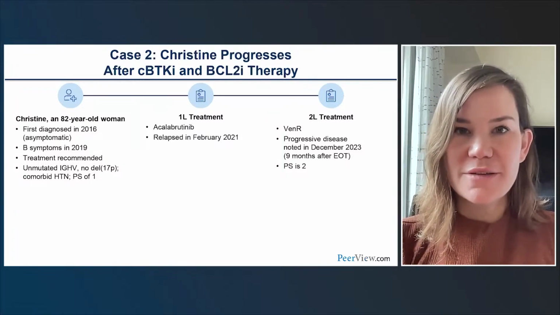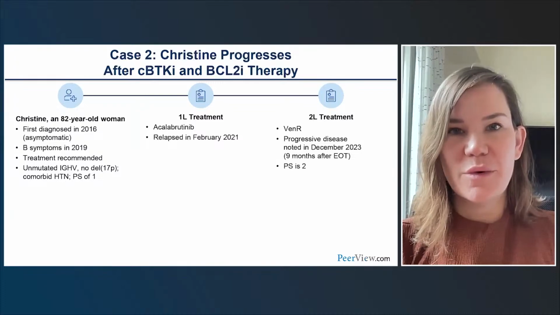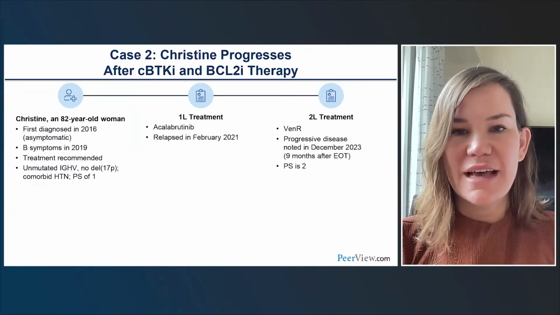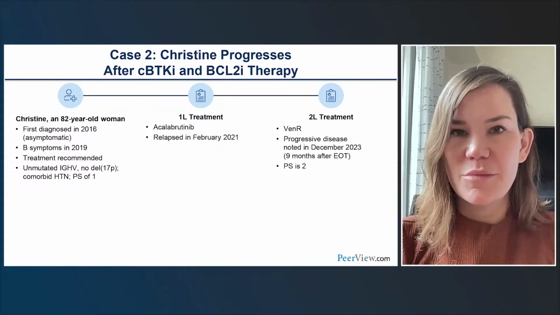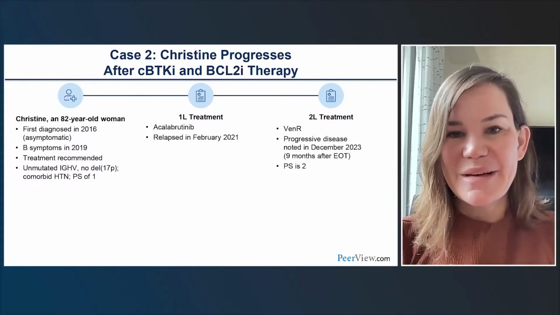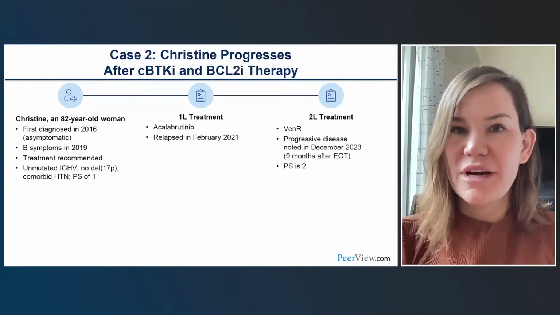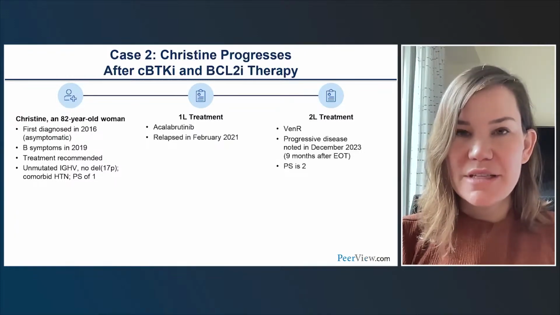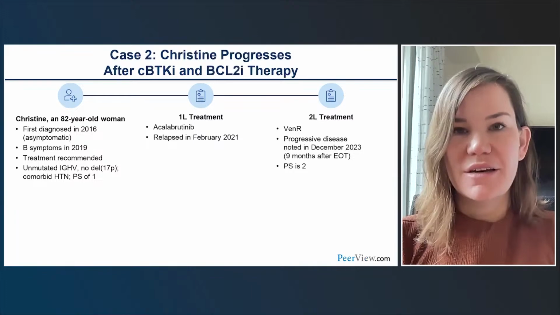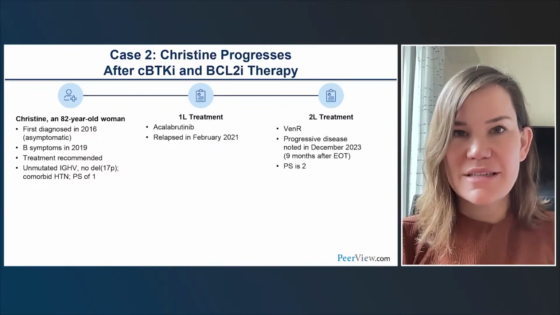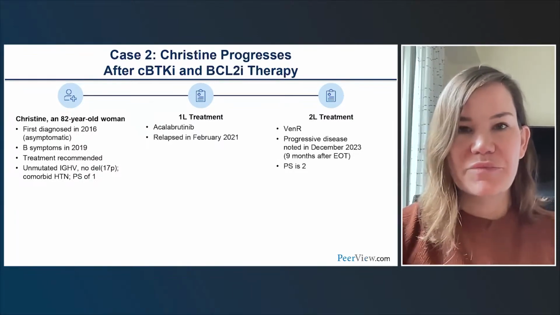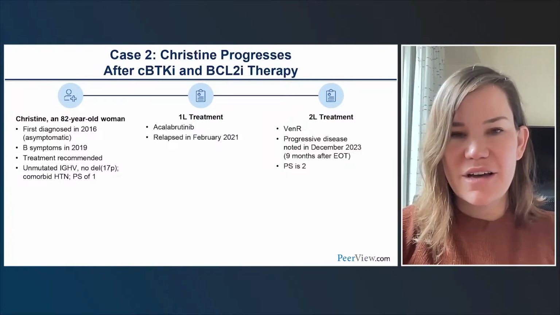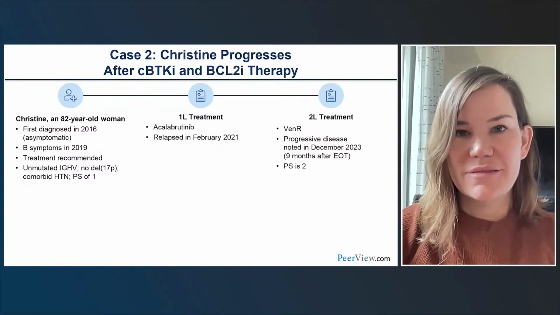However, unfortunately, she also had an early relapse in February 2021. And so her second-line treatment was venetoclax with rituximab, an appropriate choice at this time. Unfortunately, she developed progressive disease in December 2023, and this was 9 months after the end of treatment. Her performance status at this time is now an ECOG of 2. And so just to pause there, Megan, any thoughts on this patient's course?